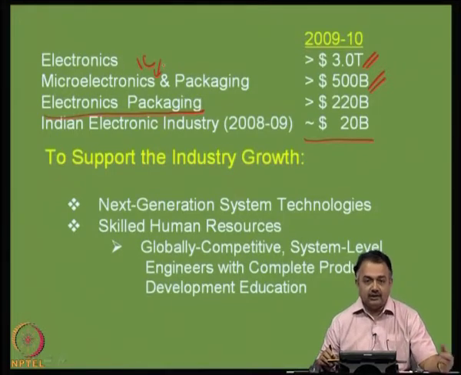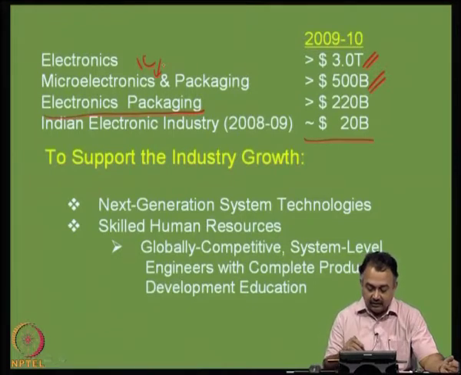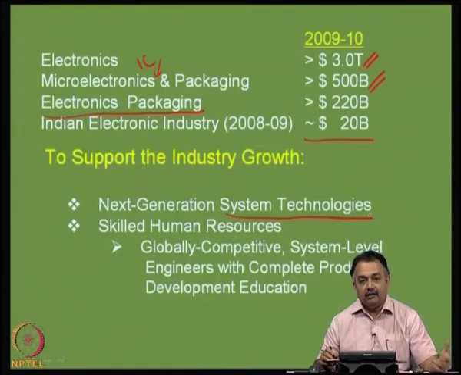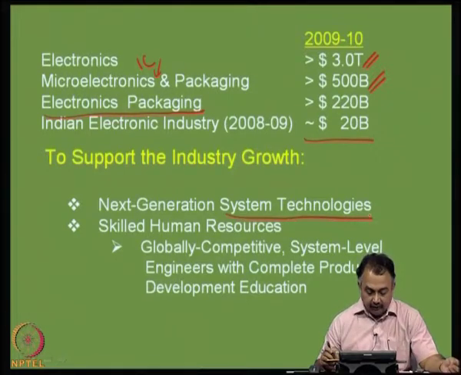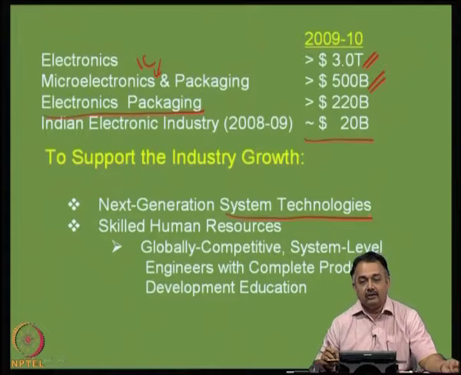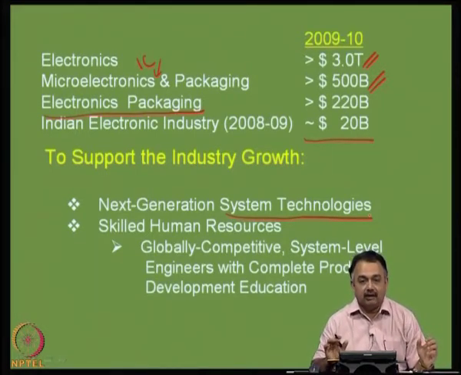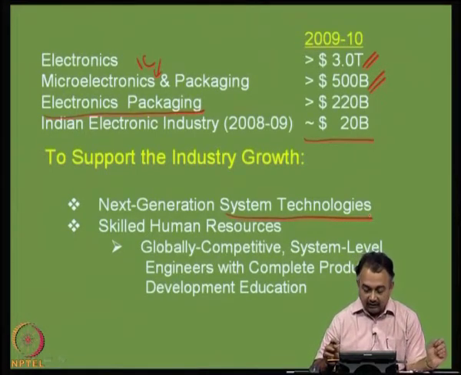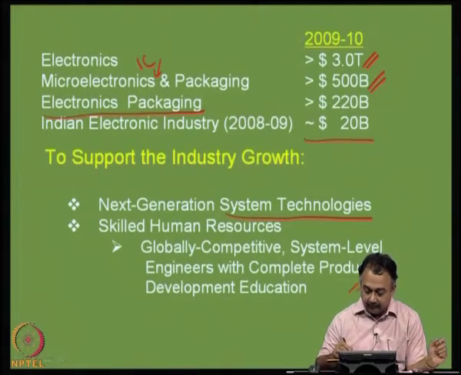So, to support this industry and for this industry to grow, we need to work on next generation system technologies. Constantly we need to look at new technologies that can support the system evolution. Then for this we require skilled human resources globally. We need people who are globally competitive, system level engineers who can understand the system as a whole and with knowledge of complete product development.